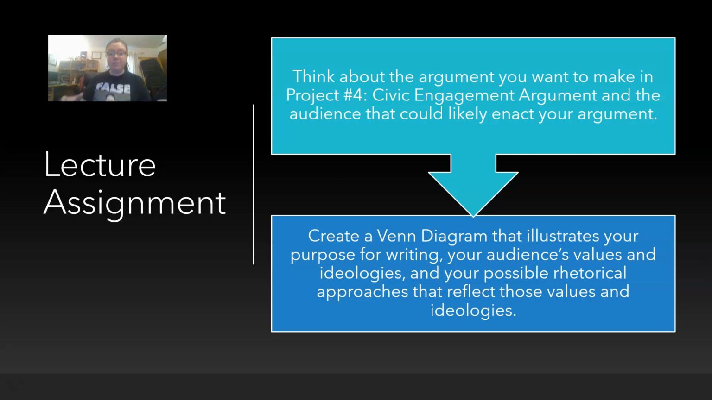And so once you have done that, I want you to create a Venn diagram, and remember there's a template available in the week 13 module that illustrates your purpose for writing, your audience's values and ideologies, and your possible rhetorical approaches that reflect those values and ideologies.